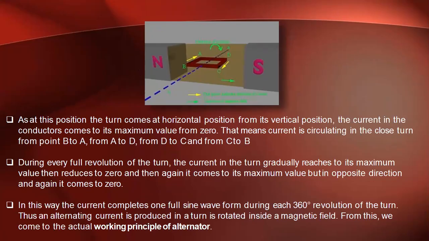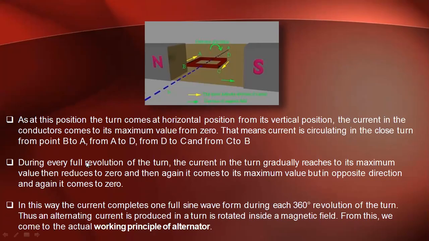After it rotates another 90 degrees, the coil is again perpendicular to the flux. Hence, the flux linkages are maximum, the same as in the second position. But the conductors are in the opposite direction as compared with the second position. Hence, the EMF induced will also be in the opposite direction. So you can see here the current is circulating in the turn from B to A, from A to D, from D to C, and from C to B.